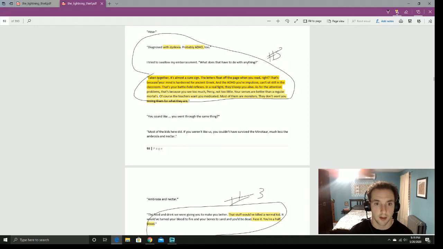Annabeth tells him, "Taken together, it's almost a sure sign. The letters float off the page when you read, right? That's because your mind is hardwired for ancient Greek. And the ADHD, you're impulsive, can't sit still in the classroom. That's your battlefield reflexes. In a real fight, they'd keep you alive. As for the attention problems, that's because you see too much, Percy, not too little. Your senses are better than a regular mortal's. Of course the teachers want you medicated. Most of them are monsters. They don't want you seeing them for what they are."